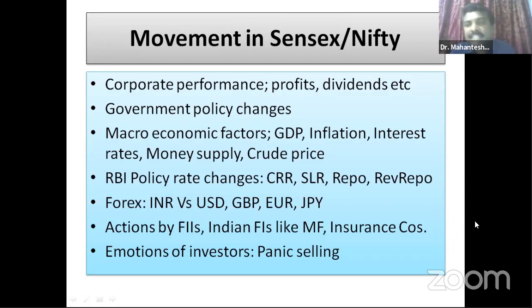Indian financial institutions also have some influence because they are large investors, like mutual fund companies such as Franklin Templeton, Birla Mutual Fund, or some insurance companies like LIC, private insurance companies like ICICI Prudential, Bajaj Allianz, or Reliance Mutual Fund, Nippon. So these also make an impact on the movement of the indices.